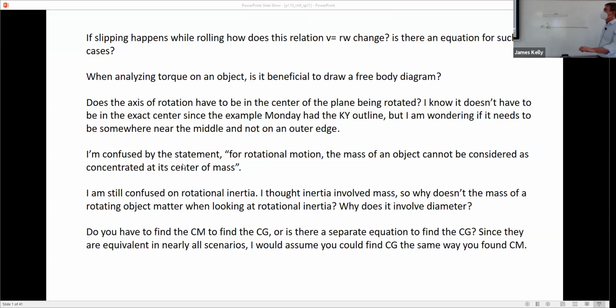Probably too many of these reading response questions up here, but one more just to finish them out. We didn't talk about center of gravity in class, but a lot of people asked about center of gravity and the relationship to center of mass. Do you have to find the center of mass to find the center of gravity, or is there a separate equation to find the center of gravity?